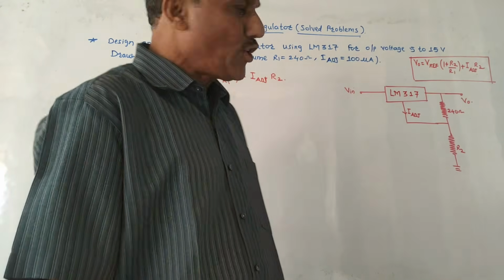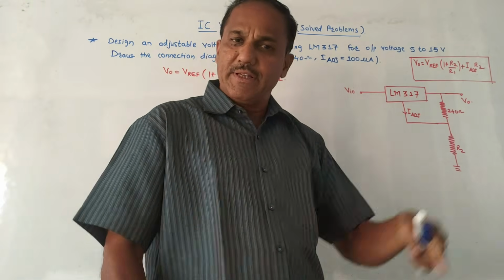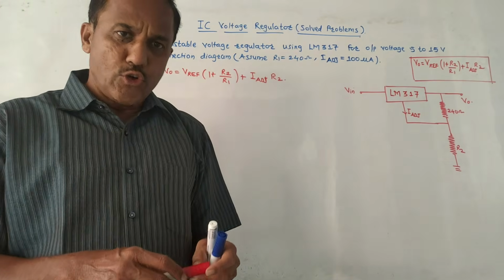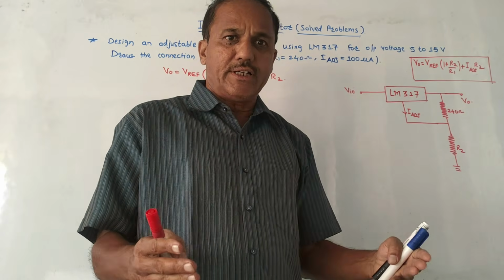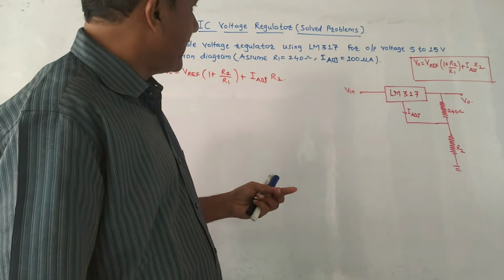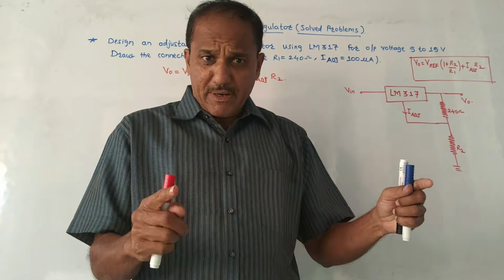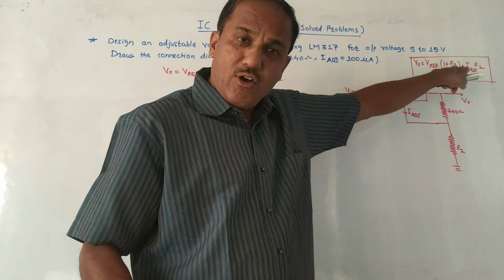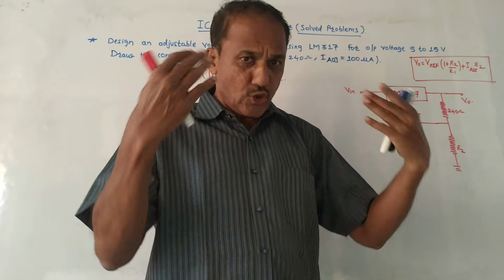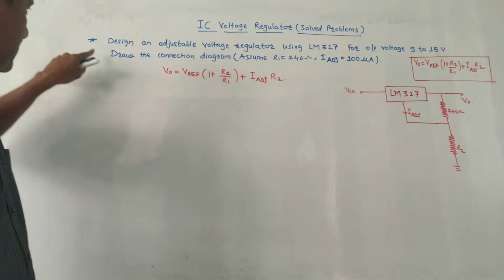Dear students, this topic is IC voltage regulator solved problems. That means we'll solve a few numericals related to the 3-terminal adjustable voltage regulator using IC like LM317. From the exam point of view, do remember these numericals are pretty simple, almost one formula is used, which I have already written. So you should not skip such numericals. So without wasting the time, let us start the session.